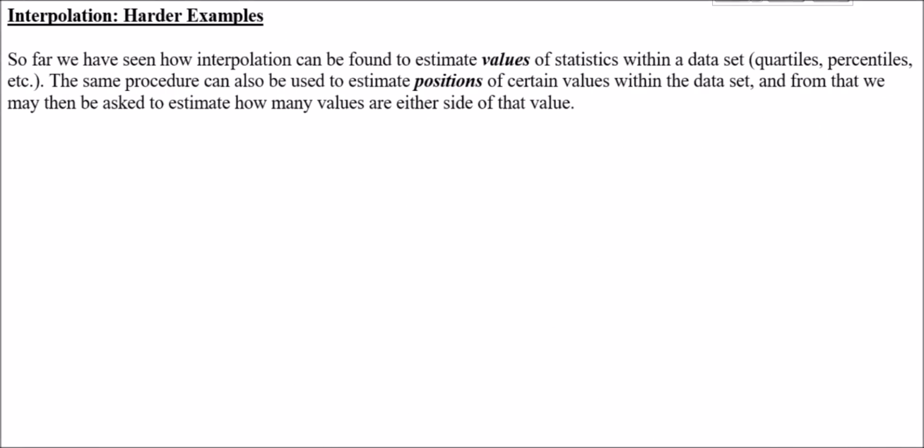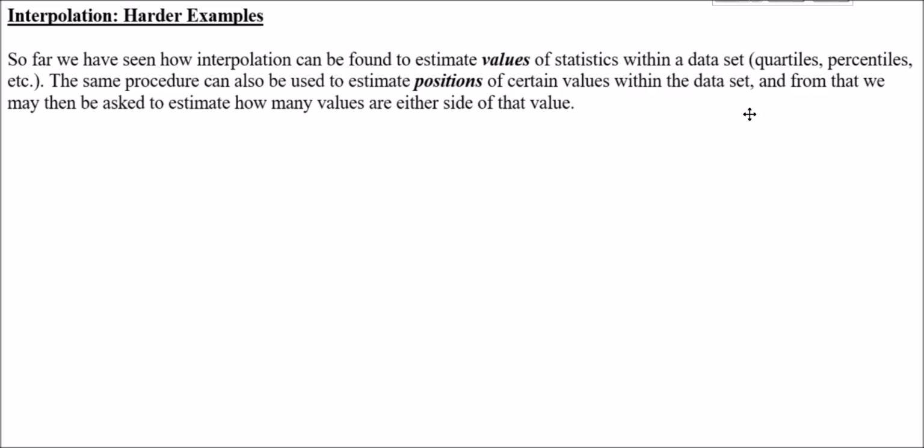So far what we've done with interpolation is we've been finding estimates of values of statistics within a data set, so quartiles, percentiles or whatever. So what we've done here is we've known the position of a value and we've found its value. We can go the other way round. So we can work out the position of a value if we know its value, rather than just working out a value from a position. So we can go both ways round.